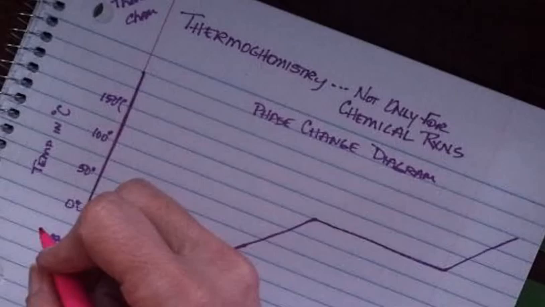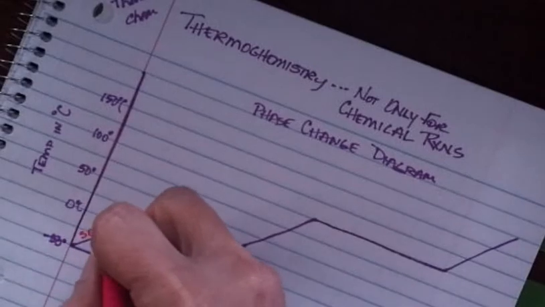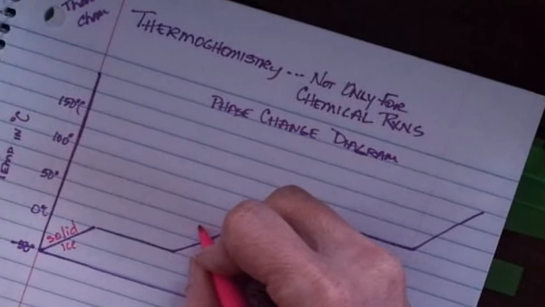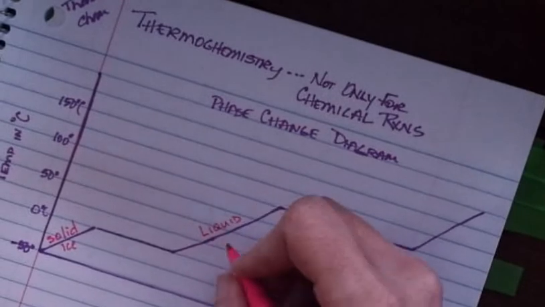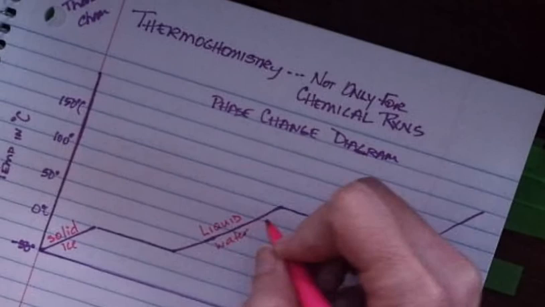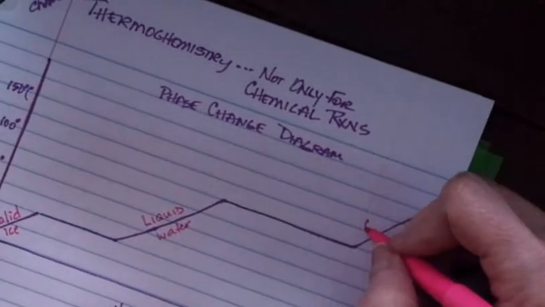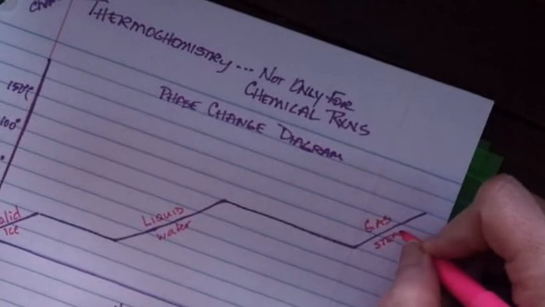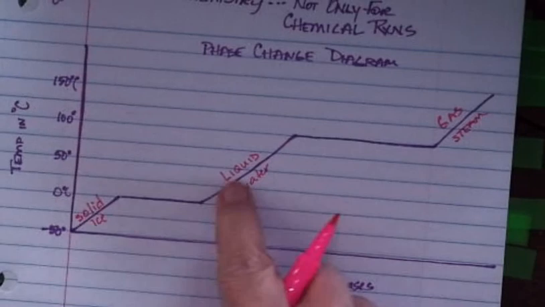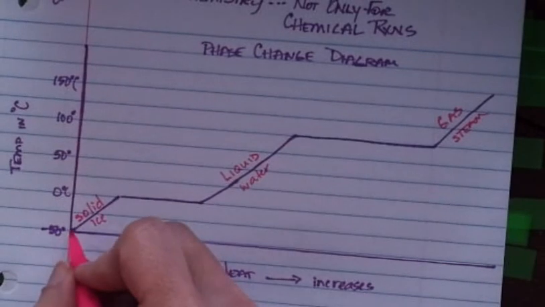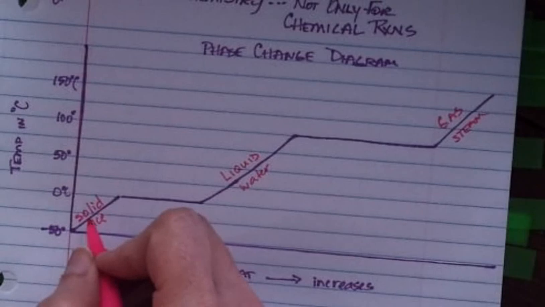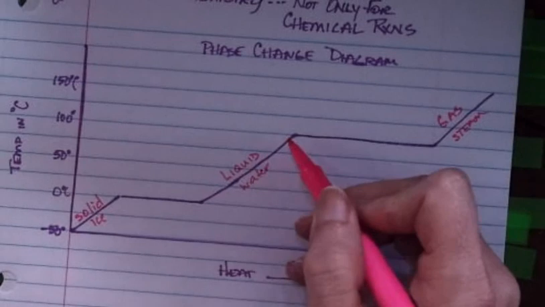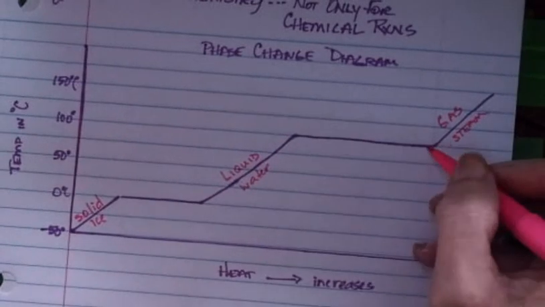So here we have a solid. And in this case, it's solid water, so we know it's ice. Here we have a liquid. And again, this is just what we call liquid water, since it's all about water. And then here we have a gas, and we call gaseous water steam. So we have solid, liquid, gas. At a temperature between negative 50 and 0 degrees, we have solid water, we have ice. At a temperature between 0 degrees Celsius and 100 degrees Celsius, we have liquid water. And then above 100 degrees Celsius, we have gaseous water.